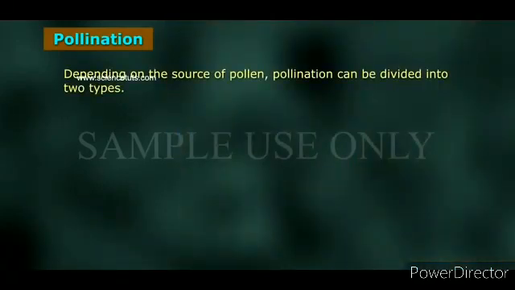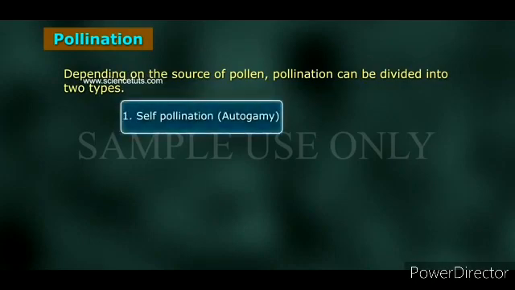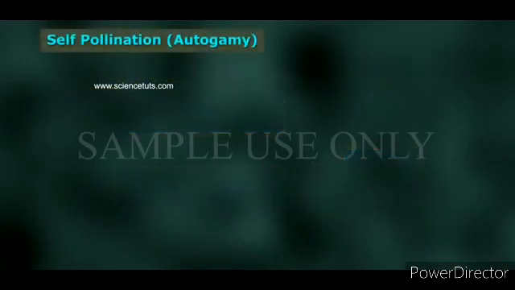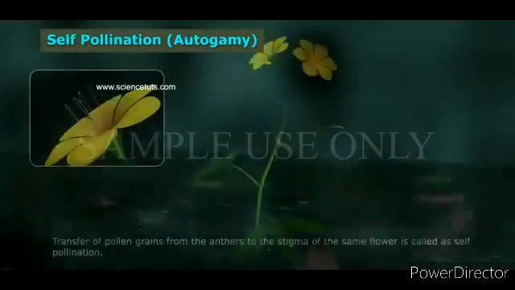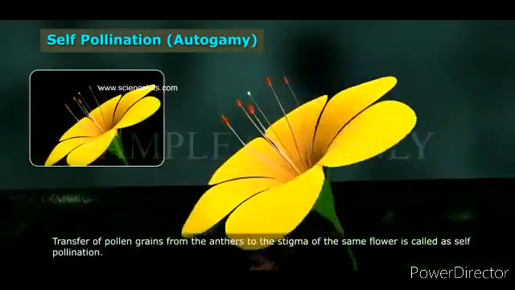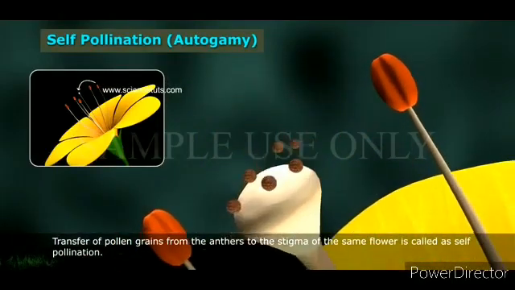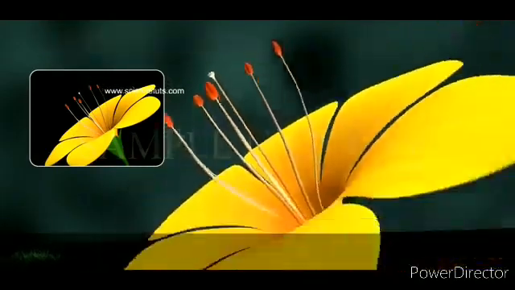Depending on the source of pollen, pollination can be divided into two types. 1. Self-pollination, autogamy. 2. Cross-pollination, allogamy. Self-pollination, autogamy: transfer of pollen grains from the anthers to the stigma of the same flower is called self-pollination. Cross-pollination, allogamy.